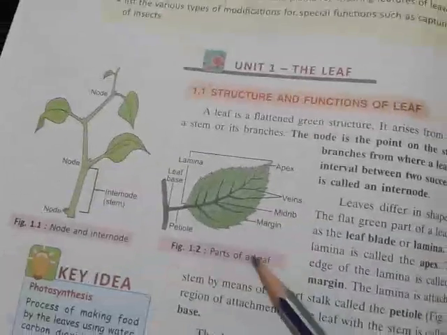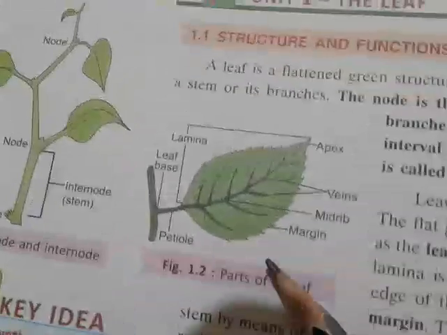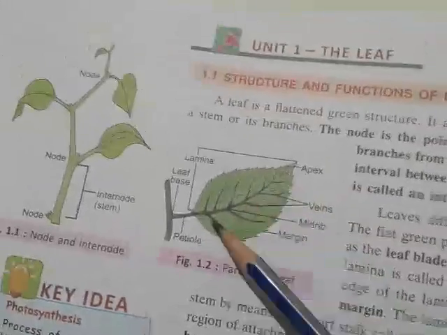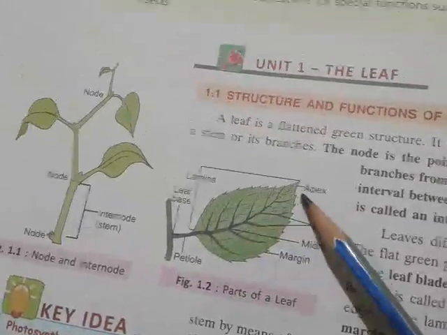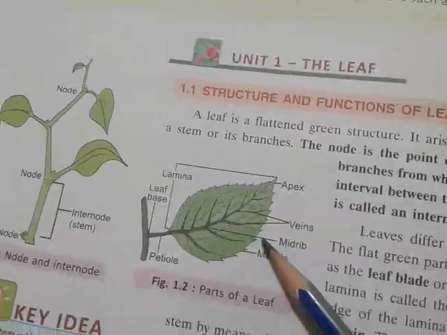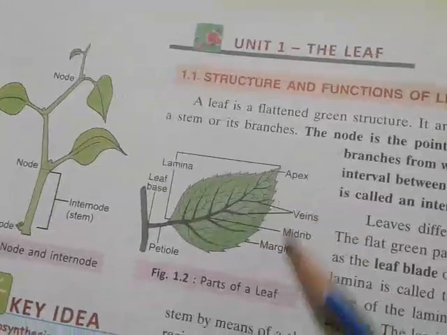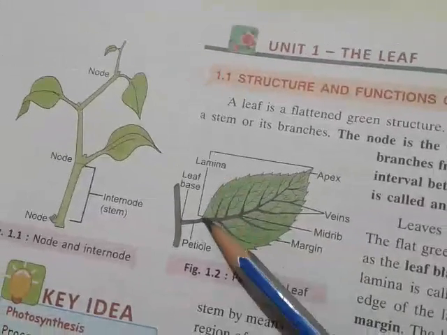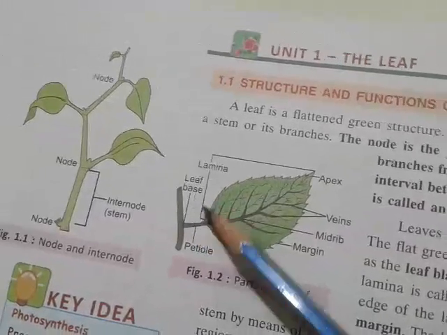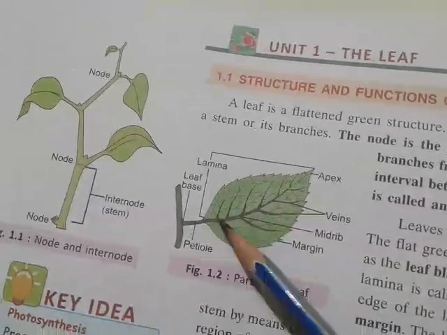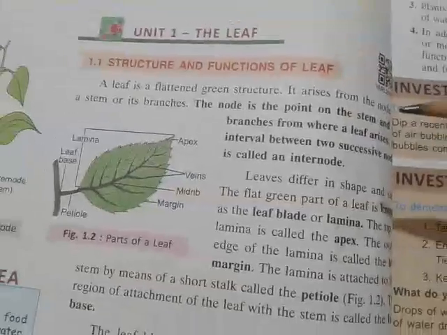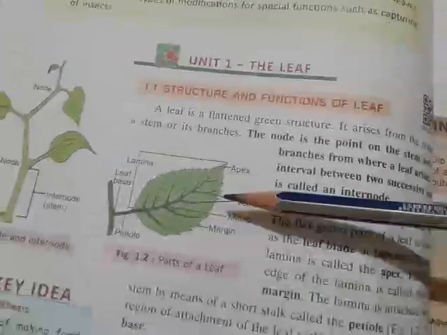Now coming to the parts of a leaf. See, this is a leaf. A leaf has some parts. One part is the apex, another is the veins and veinlets, this is the midrib, this is the margin, this is the lamina, and this is the leaf base. This portion is the petiole, or you can say the stalk. One by one we have to ensure that we are familiar with these parts.